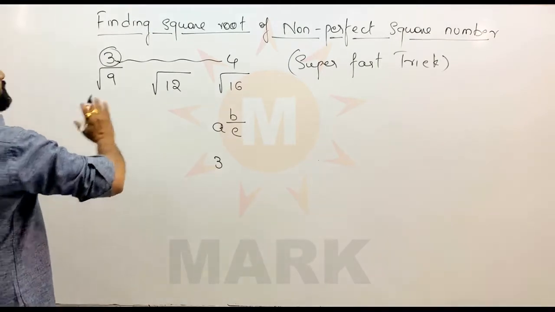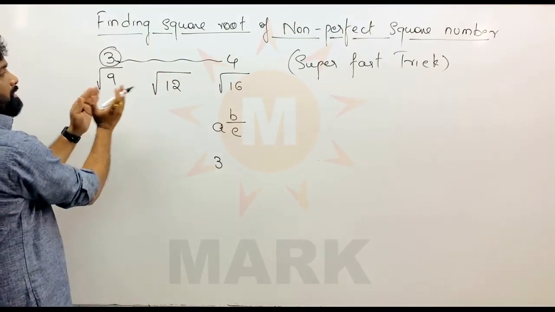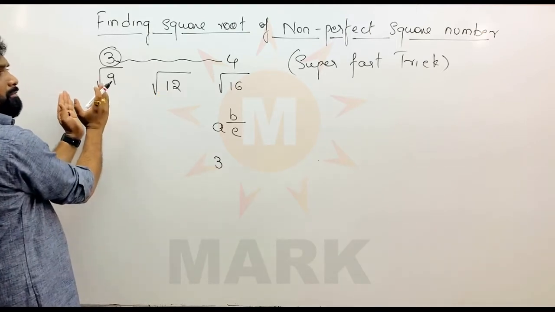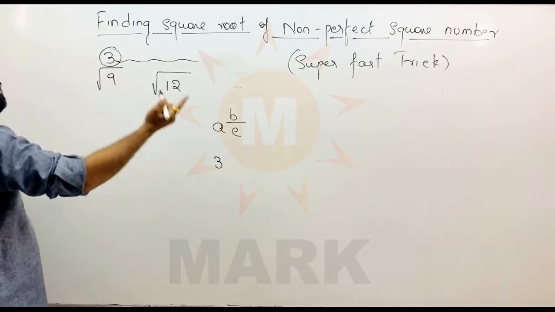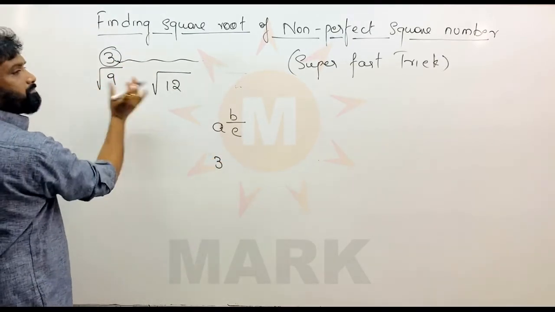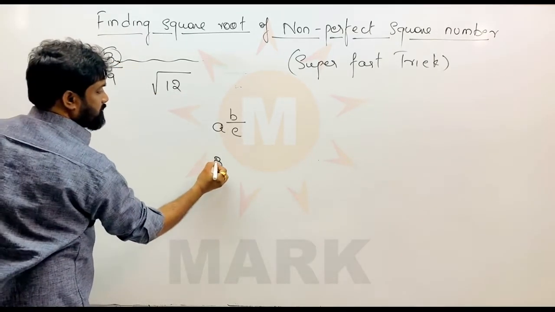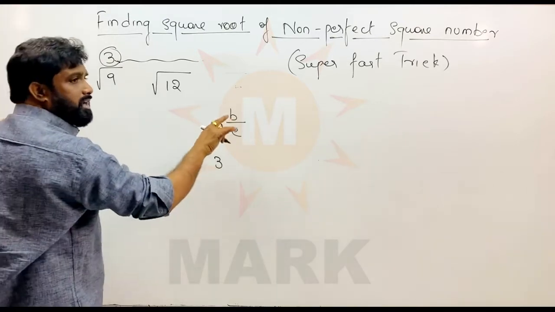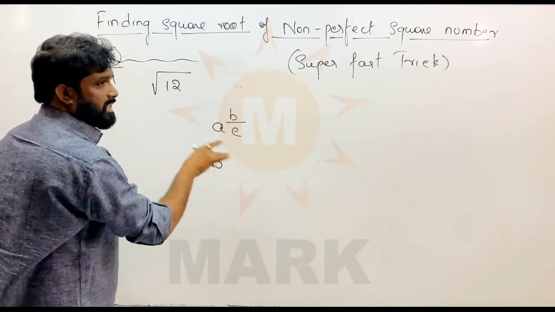So 3 point something. What we need to do is take the just-before perfect square number. For 12, the just-before perfect square number is 9. The number after is not necessary, because you know that the answer is going to come something like 3 point something. So root 9, the just-before perfect square, I have taken. This root 9 is 3, and that 3 is going to come in the place of A. Now what number should come in the place of B and what number in the place of C?